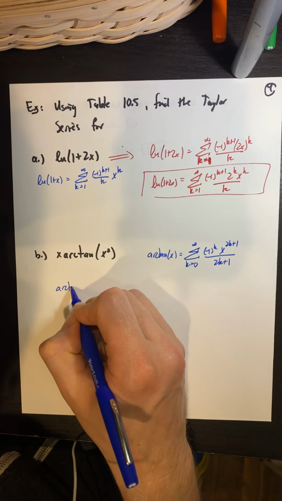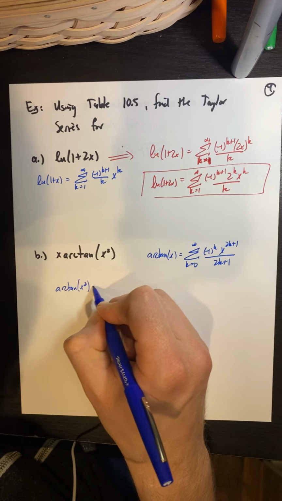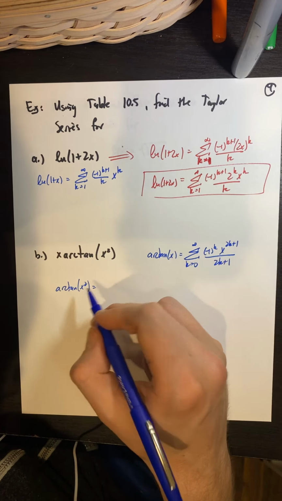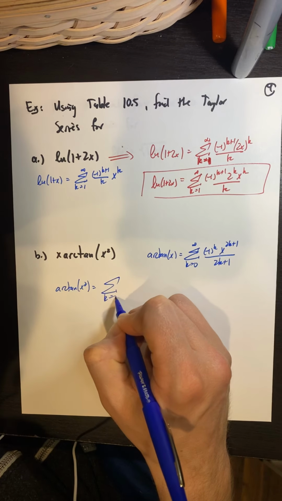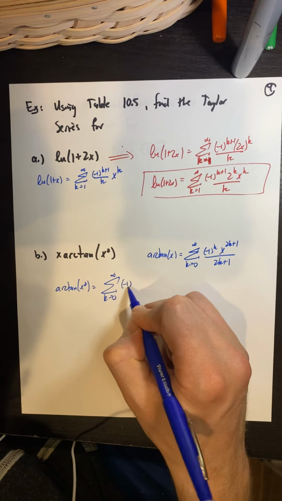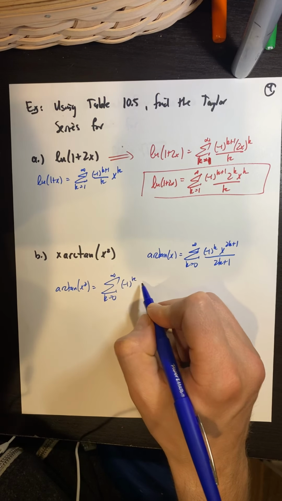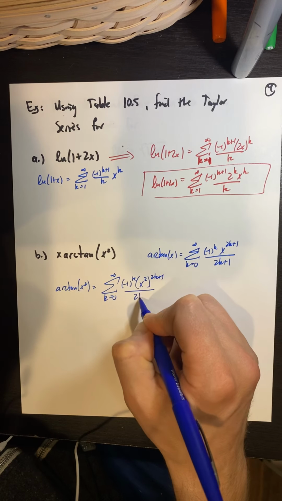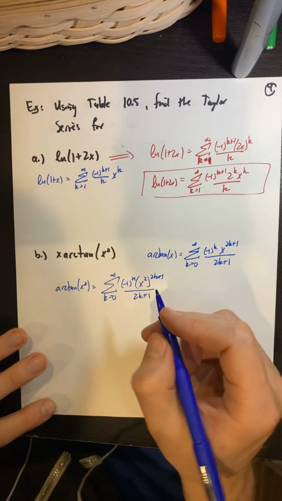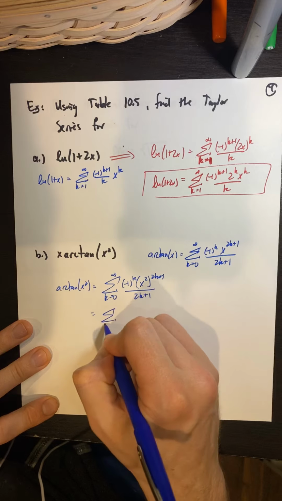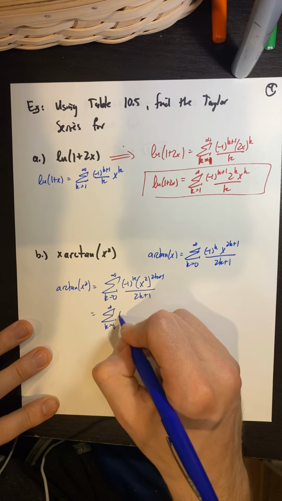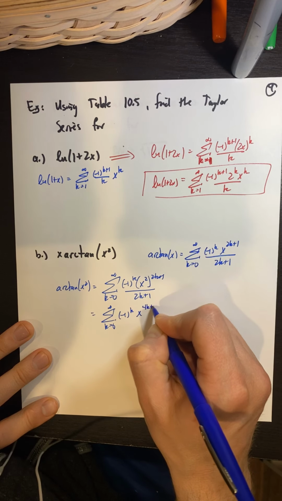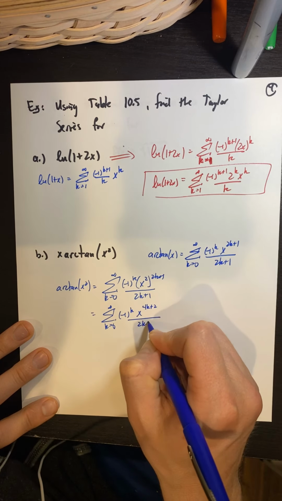And first, let me figure out a series for arctan of x squared. Notice wherever I see an x in this series, I'm just going to put an x squared. So I get negative 1 to the k, x squared to the 2k plus 1. So simplifying this, multiplying exponents, I get x to the 4k plus 2 all over 2k plus 1.